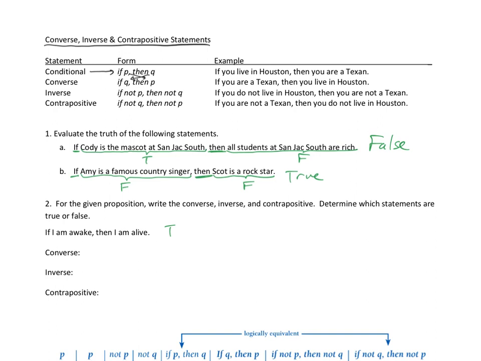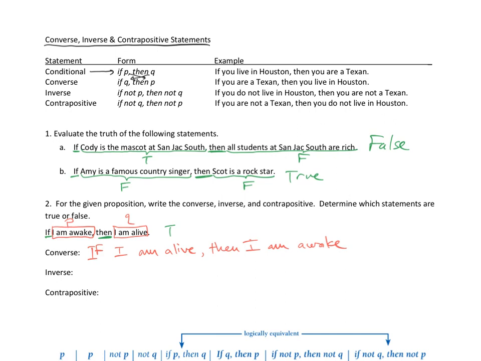If we want to write the converse, inverse, and contrapositive, though, we have to do what I was doing up here. I need to identify what are the P and the Q. So if we look at the if-then, we can then conclude that I am awake will be the P, and I am alive, that will be Q. So if we want to write the converse, remember we just switch the P and the Q. So it would look something like this. If I am alive, then I am awake. Converse, switch P and Q.